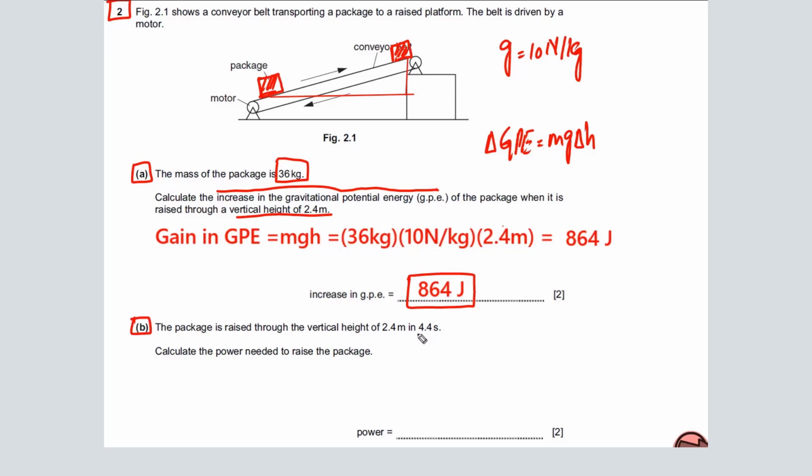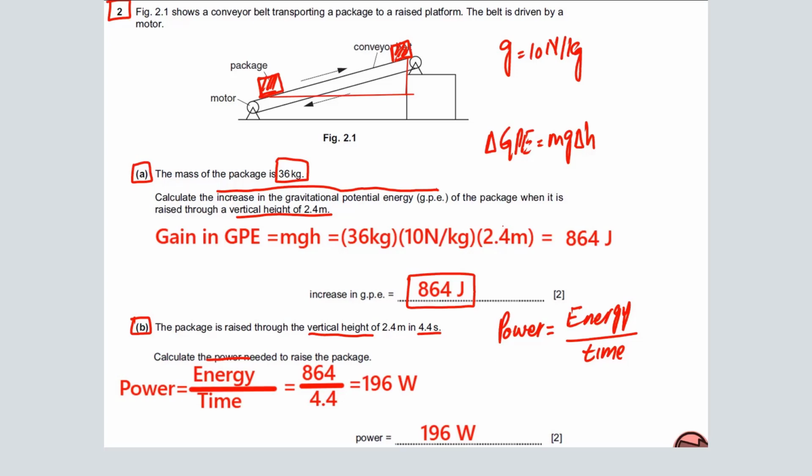As you can see, the time for this vertical height is given to us. The question is asking us to calculate power. The main thing we need to understand is the relationship between power and energy. Power is equal to energy over time, meaning the energy transferred over time. If we have this understanding, we can answer this question. We already have the gain in gravitational potential energy, and time is also given, so we can find the answer. Here is our final answer.